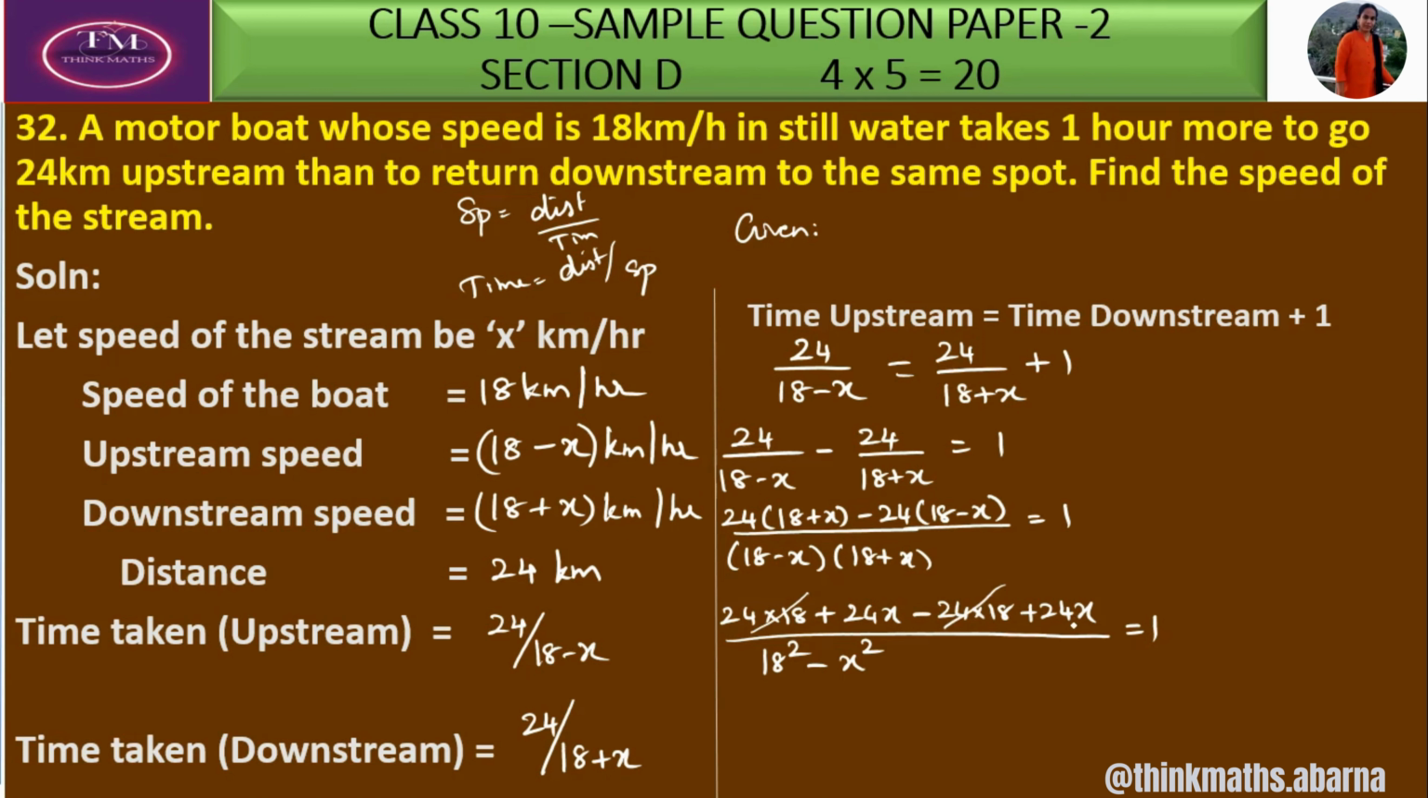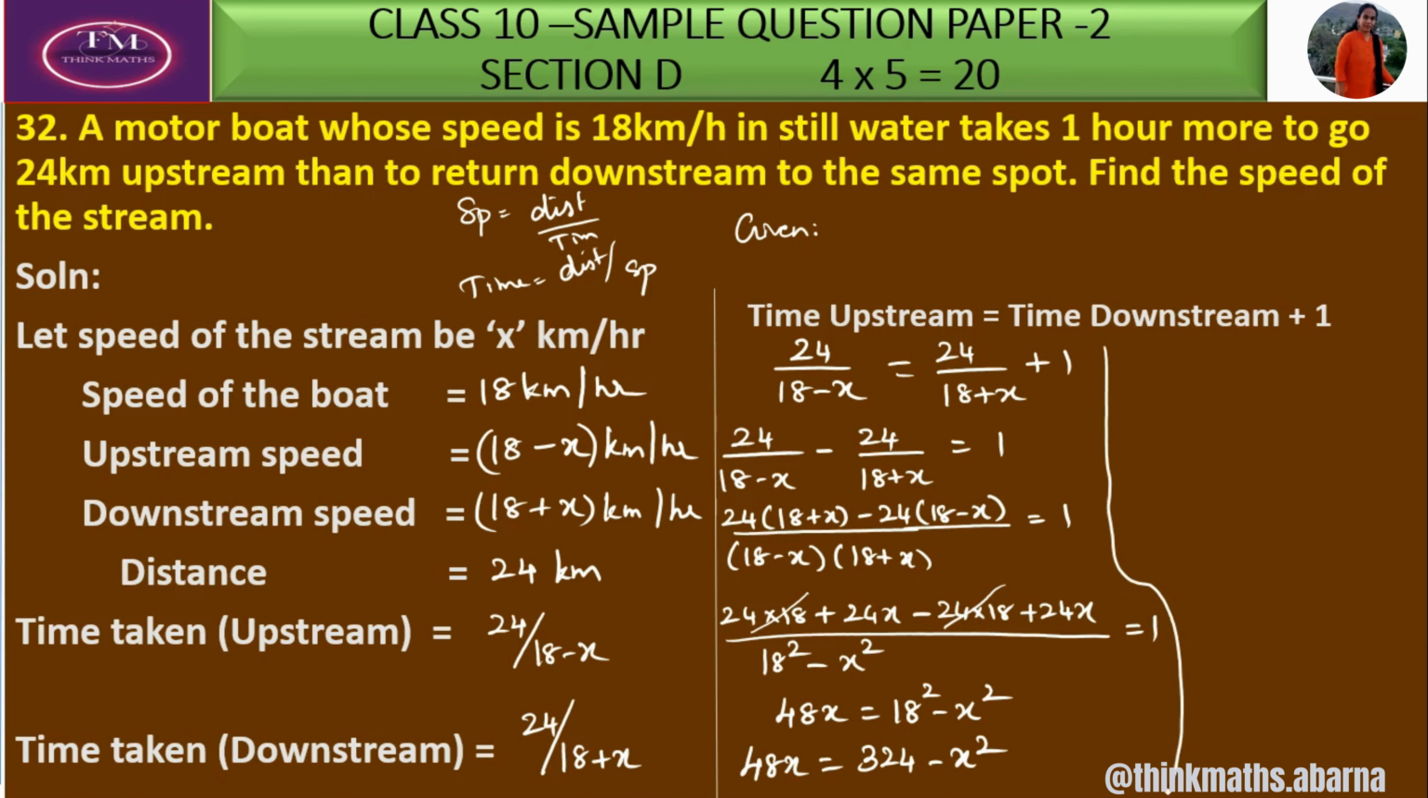Now 24 plus 24 is 48x. This is in the denominator, so I am going to take it to the numerator by changing the sign. So it will be 18 square minus x square equals 48x. What is 18 square? 18 square is 324. So 324 minus x square.